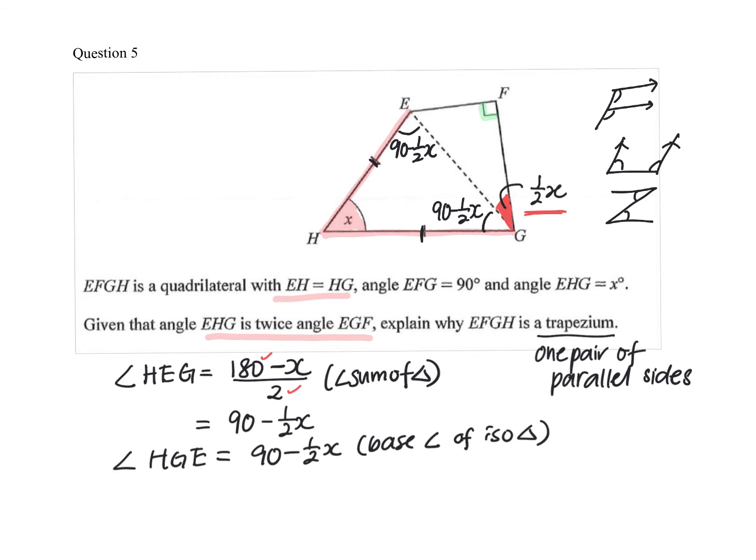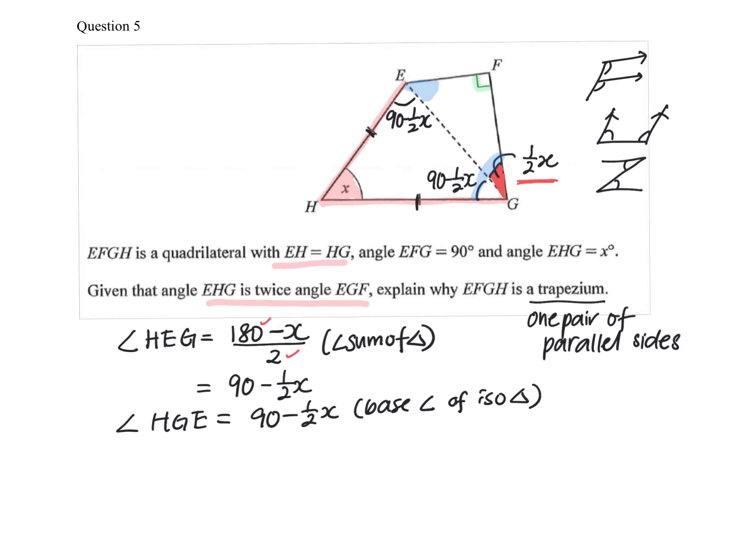So if that's the case, what other angles can I find? This one is the only remaining angle that we haven't found so far. We have this angle over here, so maybe you can try to use this angle. Or we can also use interior angles on parallel lines. In this case, I'm going to use interior angles on parallel lines so that I have one less angle to calculate.